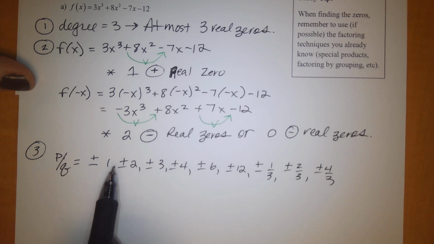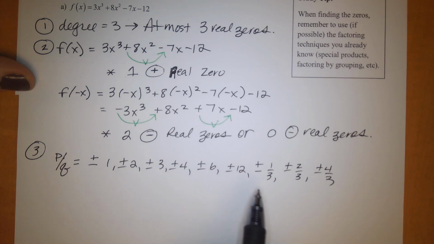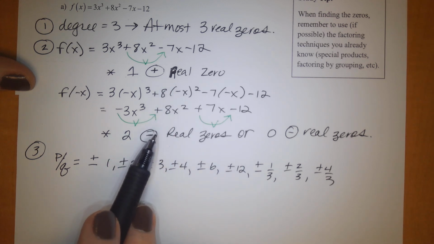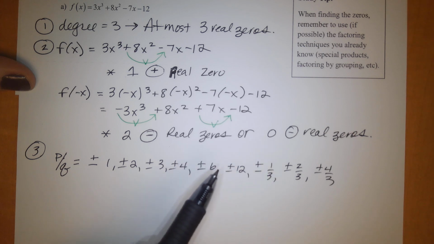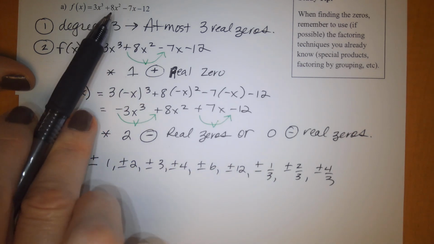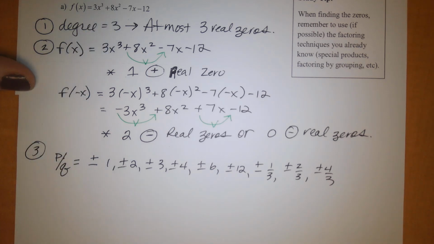So I have to check all 18 of these zeros. One of them is going to be positive, and either 2 or 0 of them will be negative, and see if they work inside of this function as being a real zero. So how we do that is we just start plugging them in. I generally like to start with the easiest ones first, hoping that I hit something quickly, because once you find a zero, the next one becomes easier.